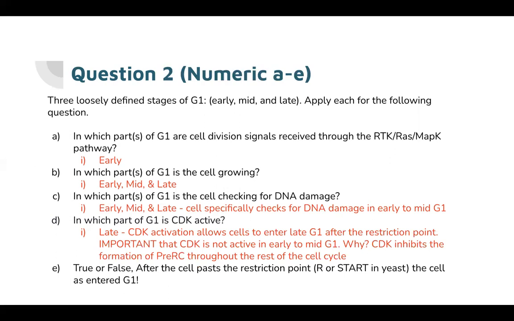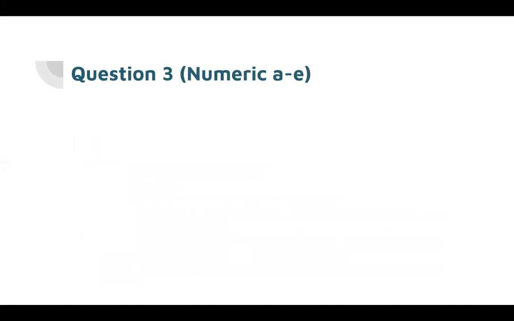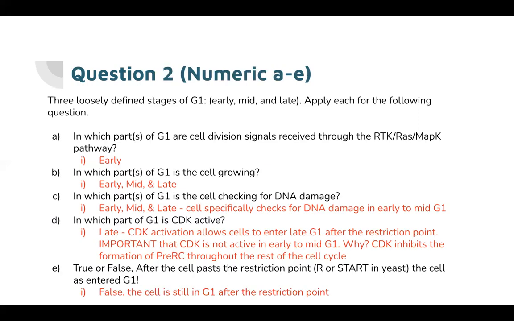All right, and last question here. True or false? After the cell passes the restriction point, R or start in yeast, the cell has entered G1, right? So, false, right? Remember, the cell is still in G1 after the restriction point. This is kind of just a fact, right?